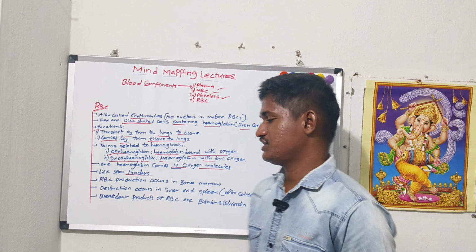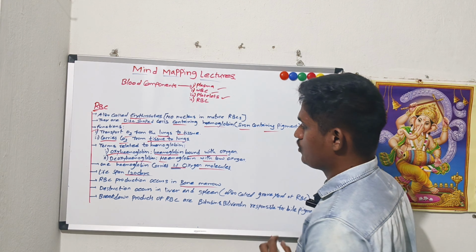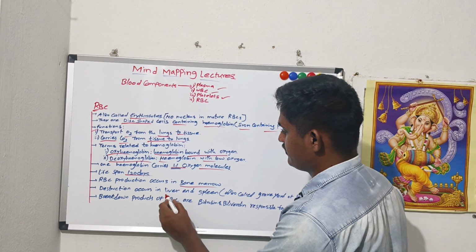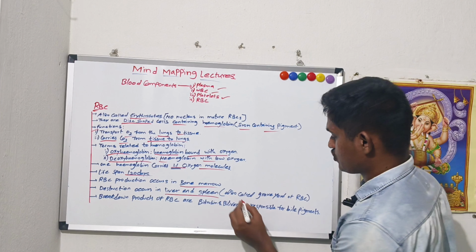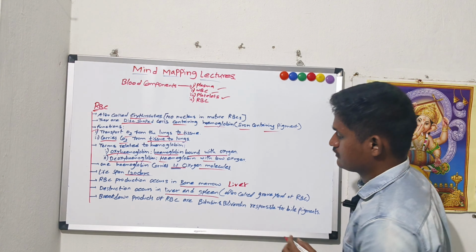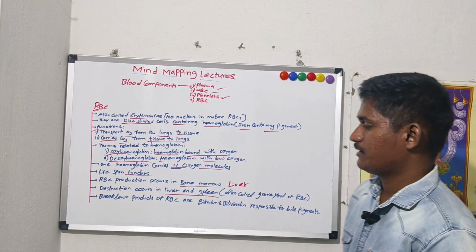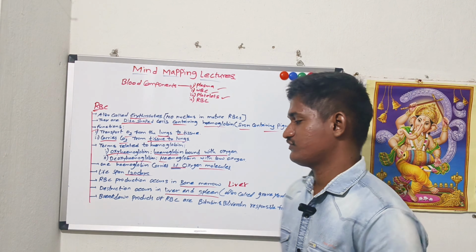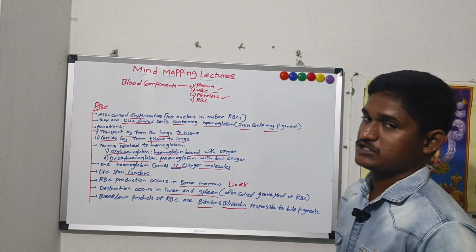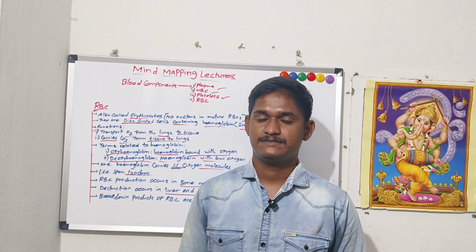Generally, RBC production takes place in the bone marrow. Destruction of the RBCs occurs in the spleen and liver. The liver is also called the graveyard of the RBC. Breakdown products of the RBCs are biliverdin and bilirubin, responsible for the bile pigments.